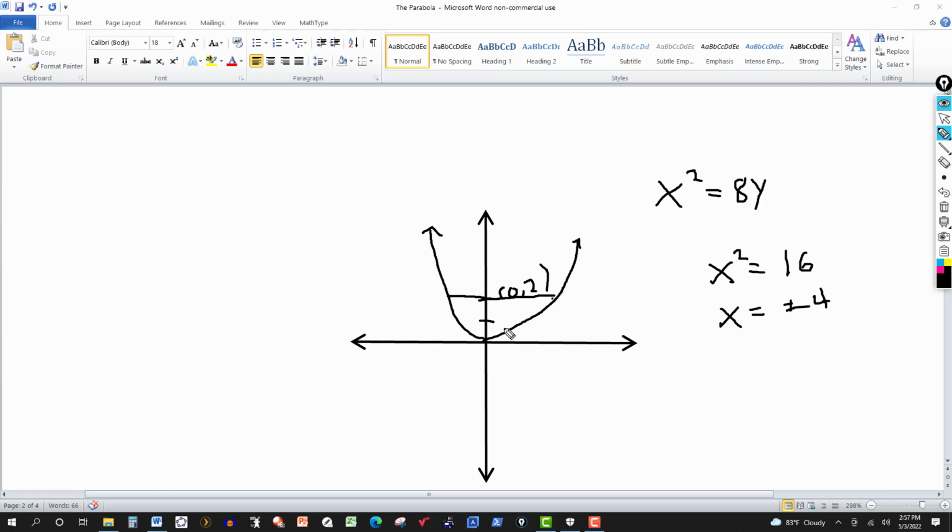So the points that define the latus rectum here, this actually tells you how wide the parabola is at that particular area. And my graph's a little bit off here, but here we go, (4, 2). And over here on this side, (-4, 2).